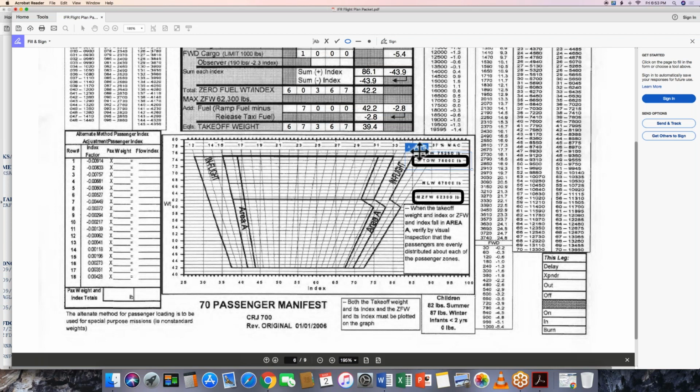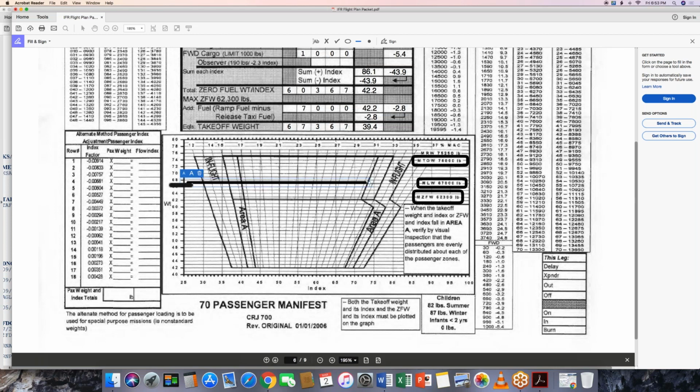Okay. And max landing weight would be 67,000 pounds, like it says right there. Okay. Once we've done this, we're going to figure out if we're in CG. So we'll go to our weight, 67,000 pounds, and we'll draw a line here. 67. It's going to be somewhere right here.